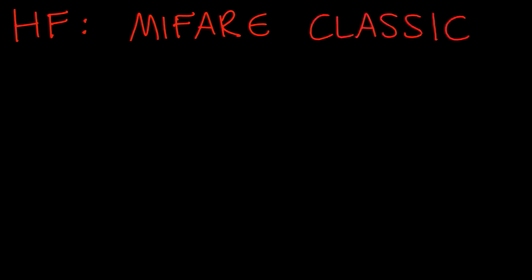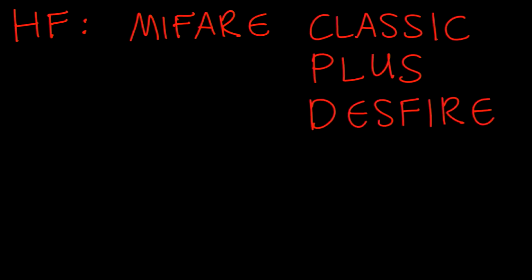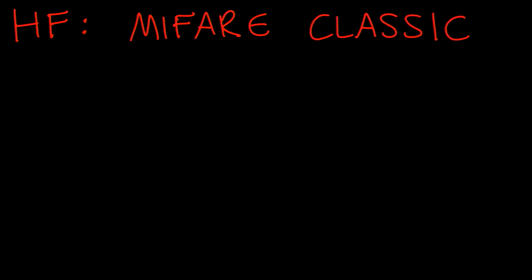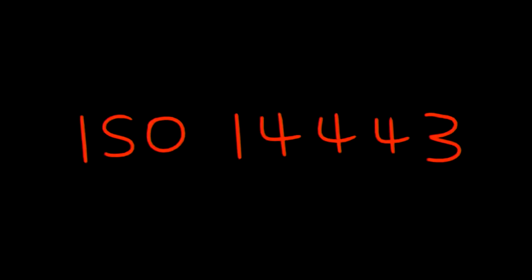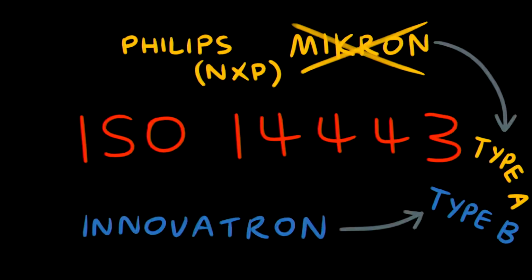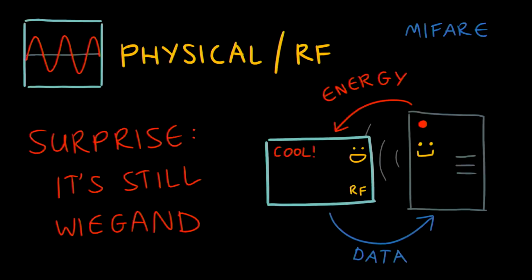So for high frequency, there are different kinds of technology, but they're all MIFARE brand cards that the Gallagher system uses: MIFARE Classic, MIFARE Plus, and MIFARE DESFire. So let's start with MIFARE Classic. It looks like this, which is an ISO 14443 card, Type A, because there's also Type B, because they couldn't decide which standard they wanted, so they just called two standards one standard and called them Type A and Type B, which is ridiculous.